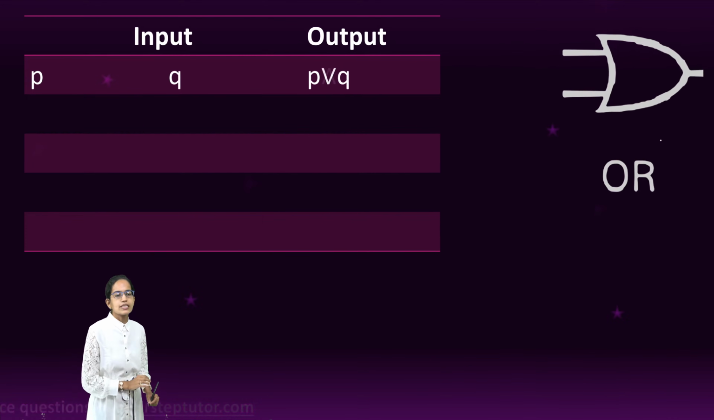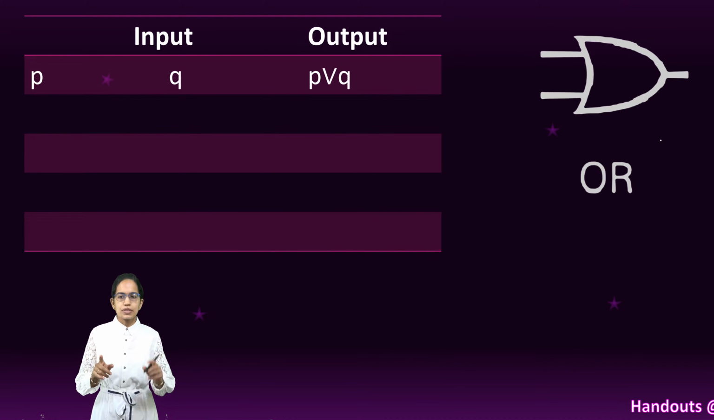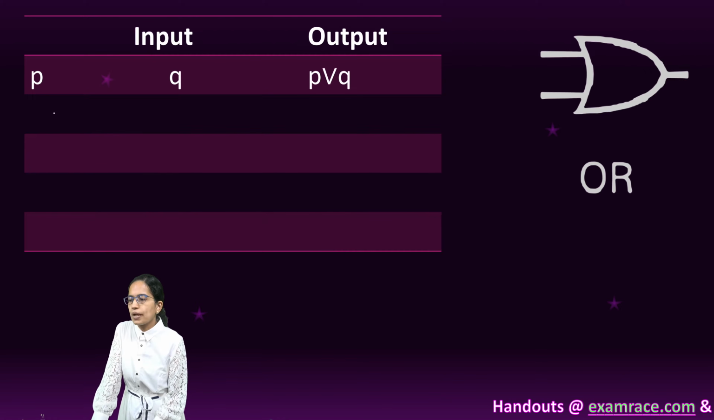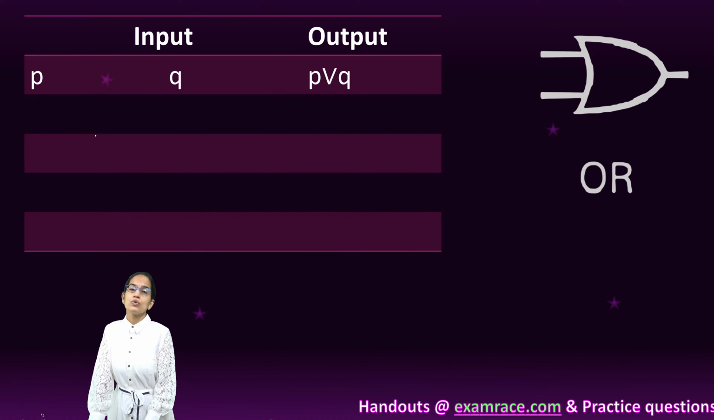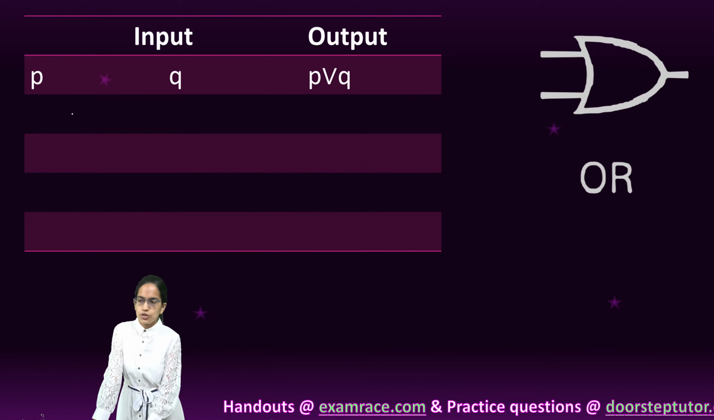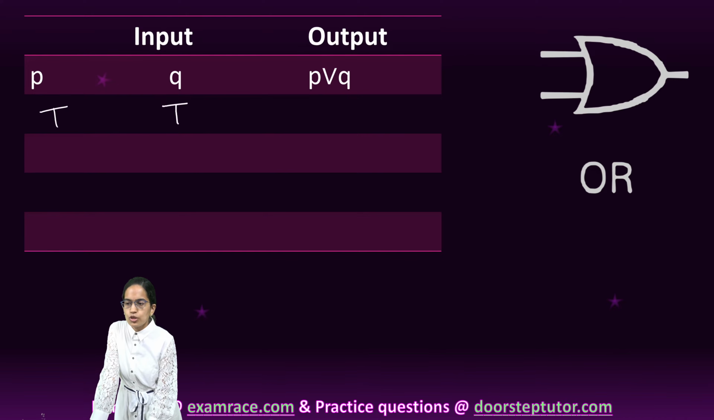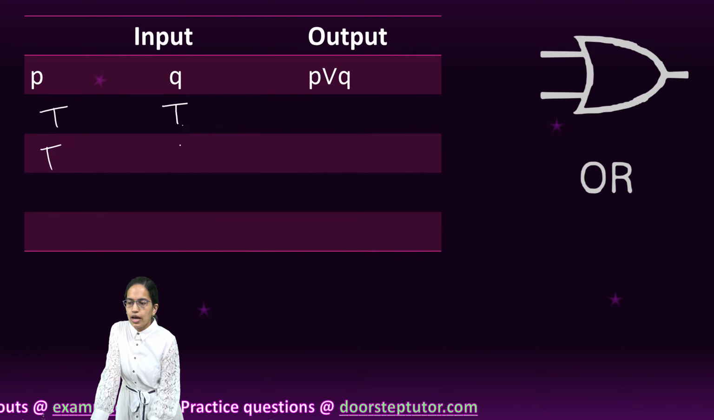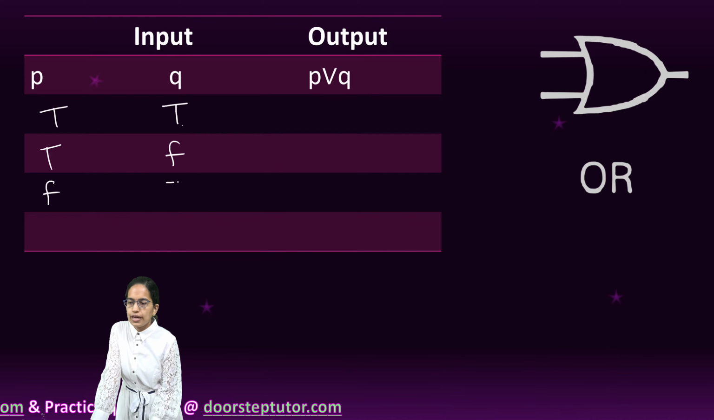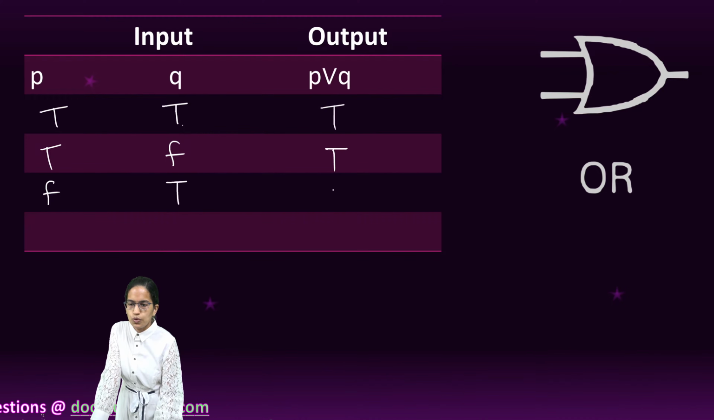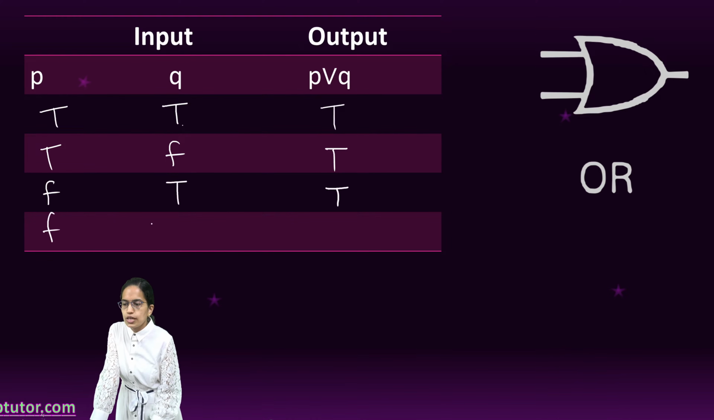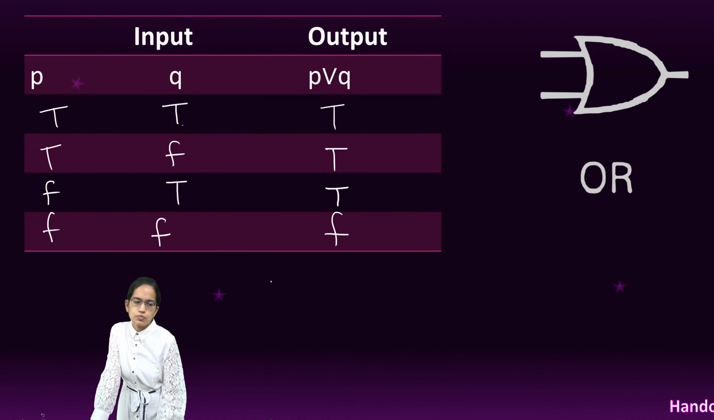Coming on next is OR, which is represented by a wedge V, an upright wedge. Now here, if either of those is true, the result would be true. So if both of them are true or either of them is true, my result would be true. If and only if both of them are false, my result would be false.